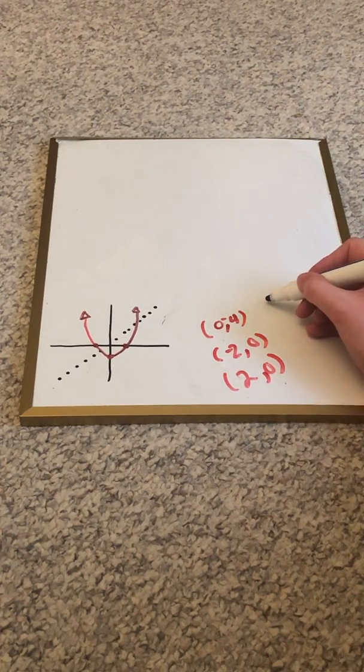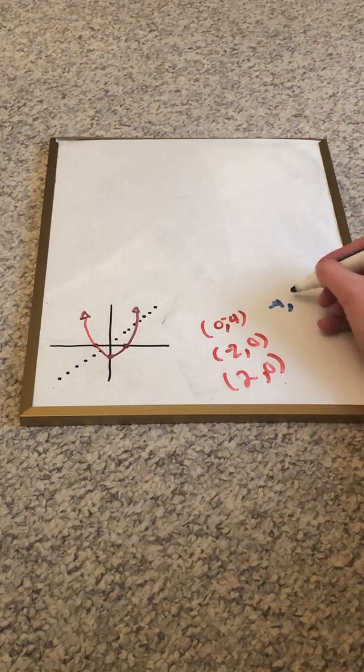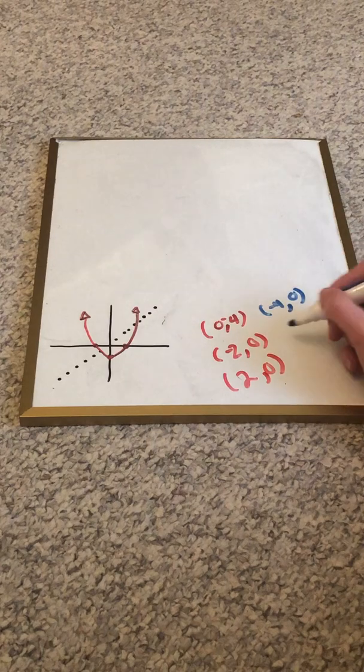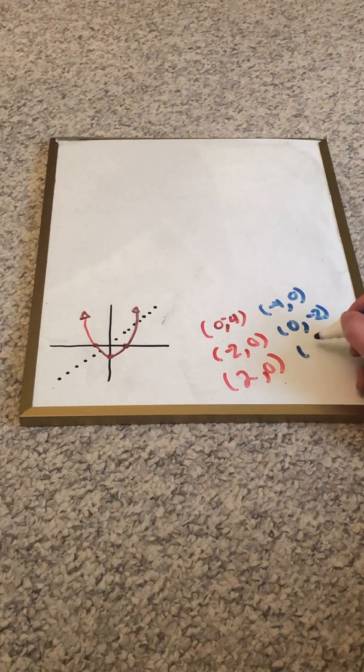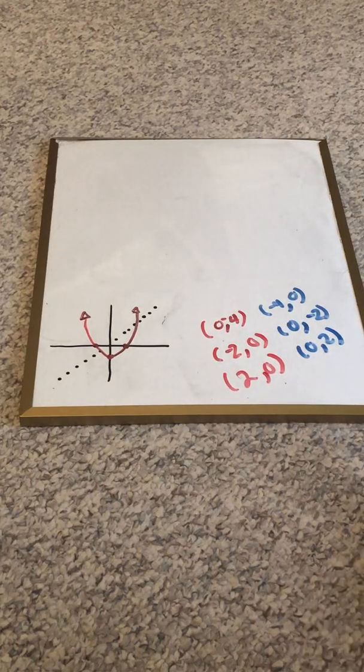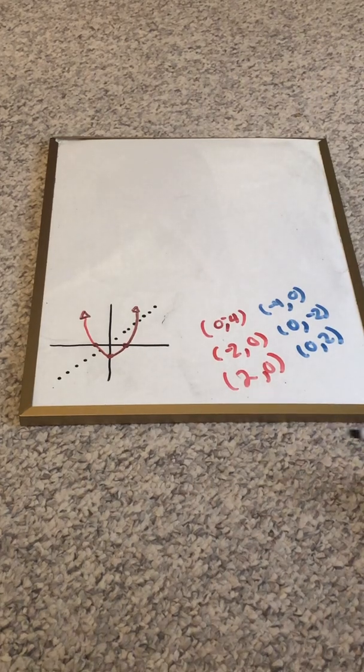So 0 is going to become -4, and -4 is going to become 0. -2 is going to become 0, and 0 is going to become -2. So yeah, you're simply just switching the coordinates around. So the ones in blue here are our inverted coordinates. Now I'm going to go ahead and plot the inverted coordinates.